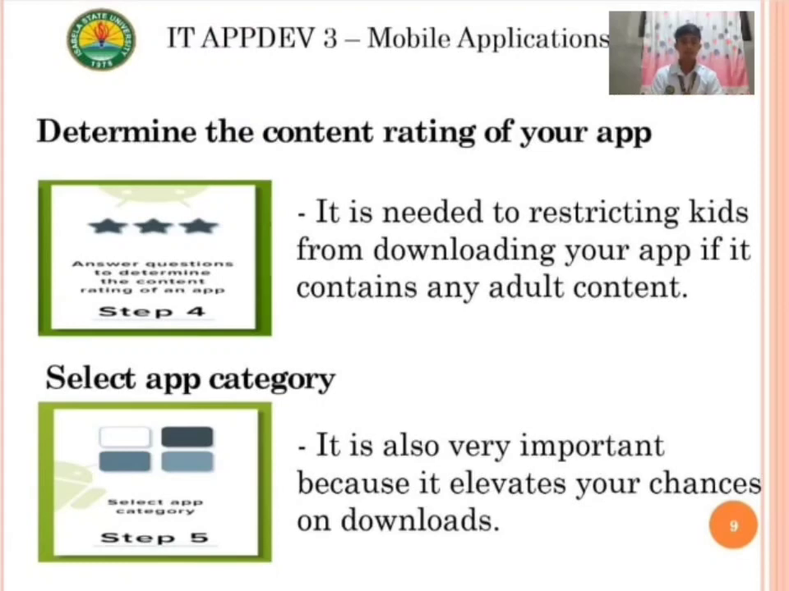Step number 5. Select app category. It is also very important because it elevates your chances on downloads. If you choose the wrong category, people will not be able to see it in the category it should really be.